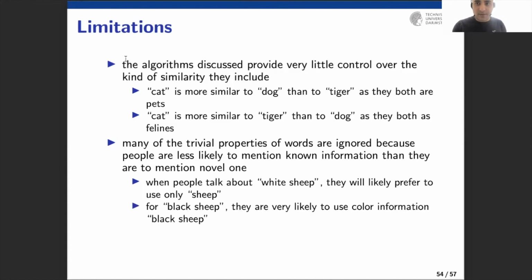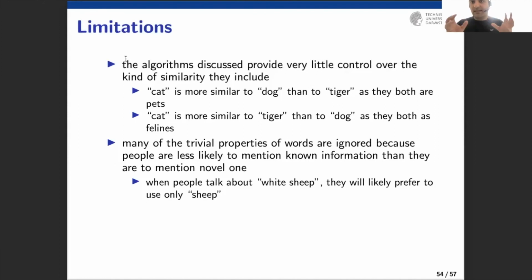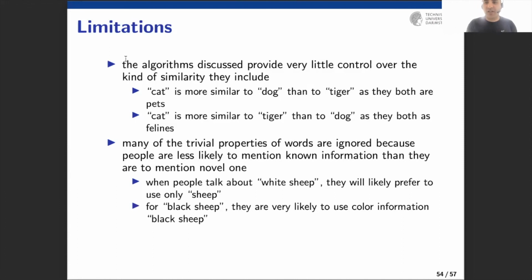But the point is, when we look at texts that are talking about white sheep, they probably don't talk about the color. They mainly refer to it as sheep. But when we are talking about black sheep, it's very likely that we use the color information. So we use black as an adjective for the sheep because we want to focus on the color. We want to say they are black sheep.